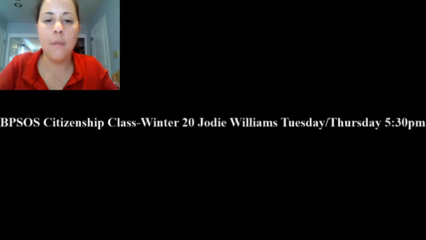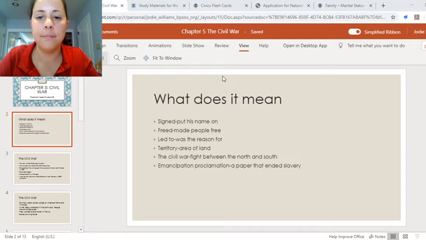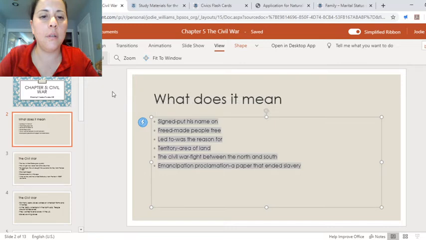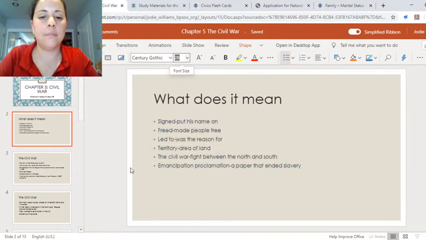Okay, so let's look at this. You can see the words here. Signed, freed, led to. Okay. Territory. Civil War, and Emancipation Proclamation.